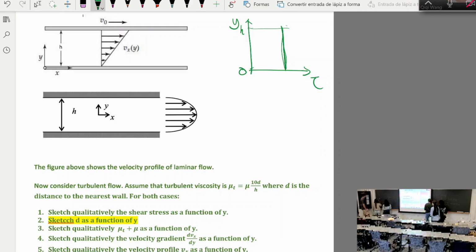Okay, so which question are you trying to do now? Question 3? Wait, question 2. Question 2 is the distance, is the wall distance, and I think you draw the shape here correctly, right? Yeah.